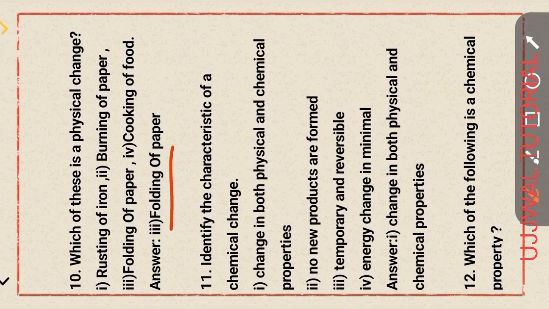Next, question number 11. Identify the characteristics of a chemical change. Option 1 is the right answer, that is change in both physical and chemical properties. But options 2, 3 and 4 are not the answer, that is no new product formed, temporary and reversible, energy change minimal. Okay, next part, that is question number 12.